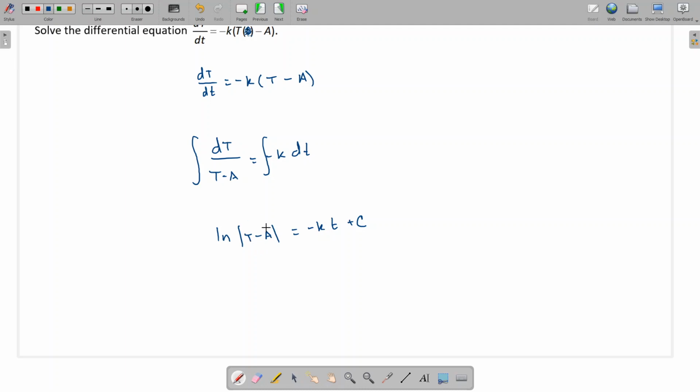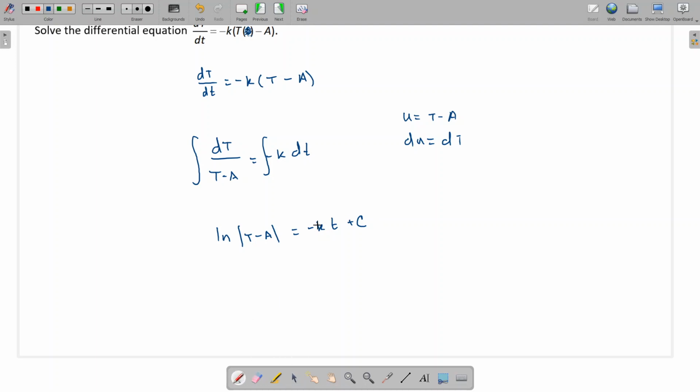Technically, to get this, I was doing a u substitution. I was setting u equal to T minus a, but if you do that, if u equals T minus a, then du would just be capital dT, because the derivative of that would just be 1. So that's why we can kind of skip doing all those steps.